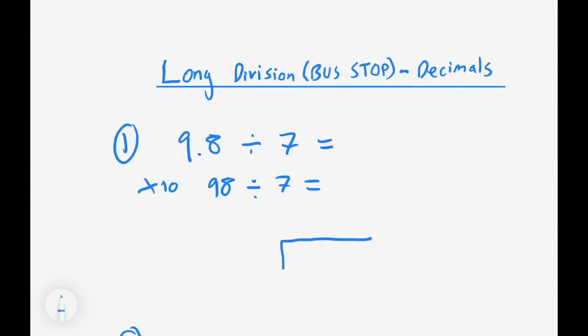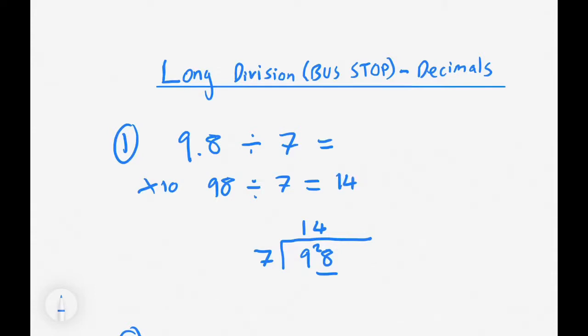So we use our bus stop. We put the 98, our top number, the numerator, inside the bus stop, and our divisor 7 on the outside. Now, 7's into 9. Well, that goes 1, and there's a remainder of 2 this time. Now we look at the 28. 28 into 7, well, that goes 4, so we get an answer of 14. So our answer to 98 divided by 7 is going to be 14.